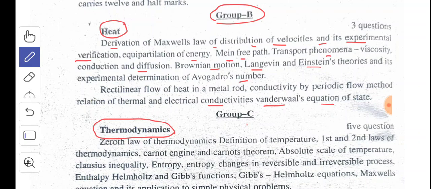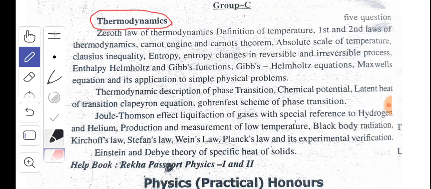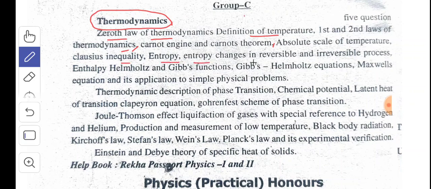And in thermodynamics the syllabus is zeroth law of thermodynamics, definition of temperature, first and second law of thermodynamics, Carnot's engine and Carnot's theorem, absolute scale of temperature, Clausius inequality, entropy changes in reversible and irreversible process, enthalpy, Helmholtz and Gibbs functions, Helmholtz equations, Maxwell's equations and their application to simple physical problems.